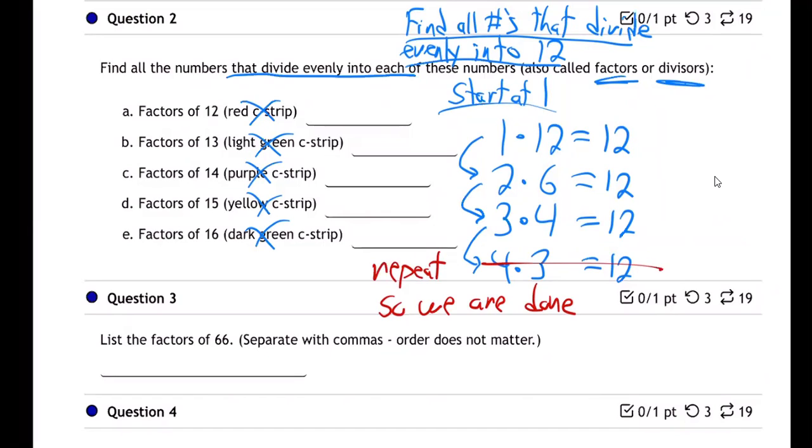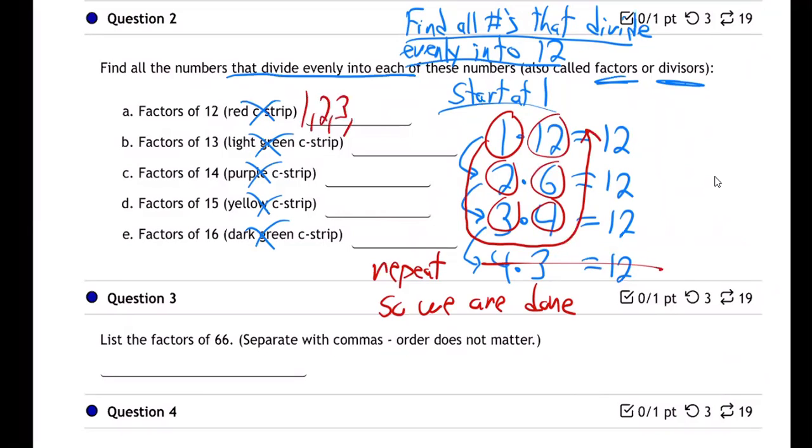So, okay, what are my numbers? Well, they start right up here. 1, 2, 3. Go like a U shape. Go down and then back up the other side. 4, 6, 12. So 1, 2, 3, 4, 6, 12. You must put them in order for this problem.